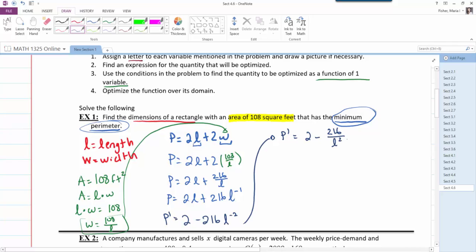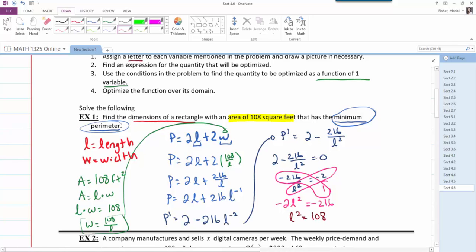I need to figure out where this is equal to 0. So 2 minus 216 over L squared is equal to 0. If I subtract 2 from both sides, and then cross multiply by putting my negative 2 over 1, negative 2 times L squared is negative 2L squared. And 1 times negative 216 is negative 216. Divide both sides by negative 2, and I get L squared is equal to 108. To solve for L, I need to take the square root of both sides. So I end up with L is equal to plus or minus.